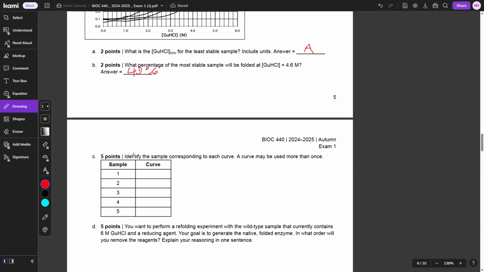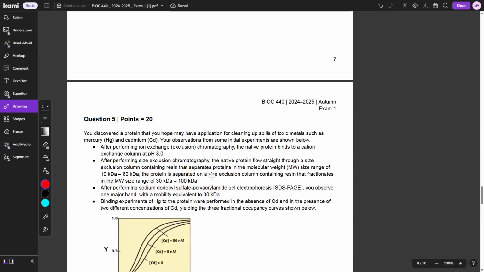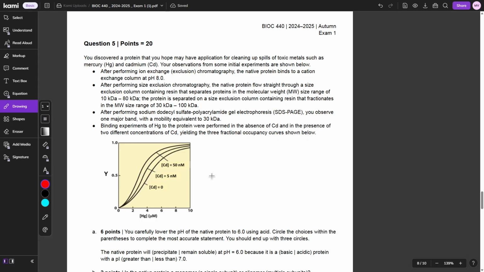Down here, it says to identify samples corresponding to each curve. I think this question probably took me the most time.